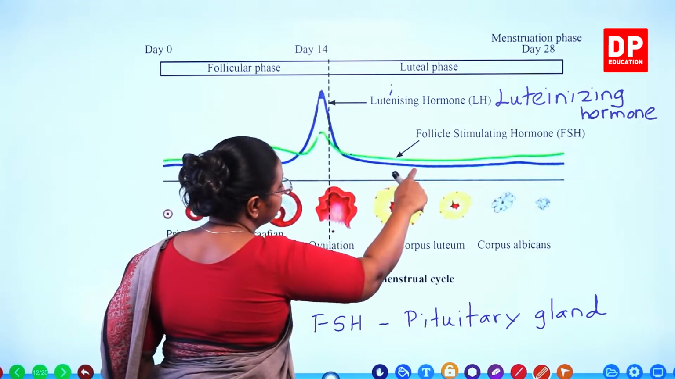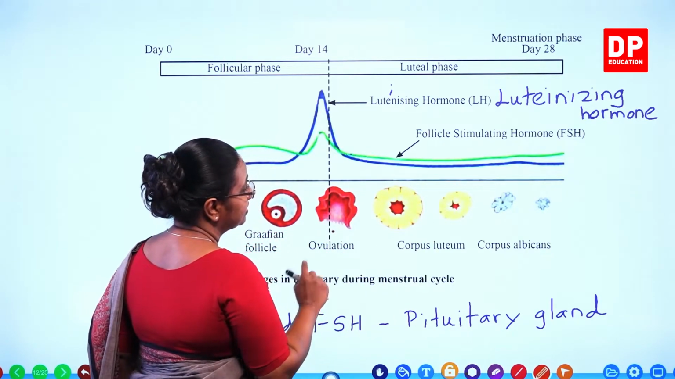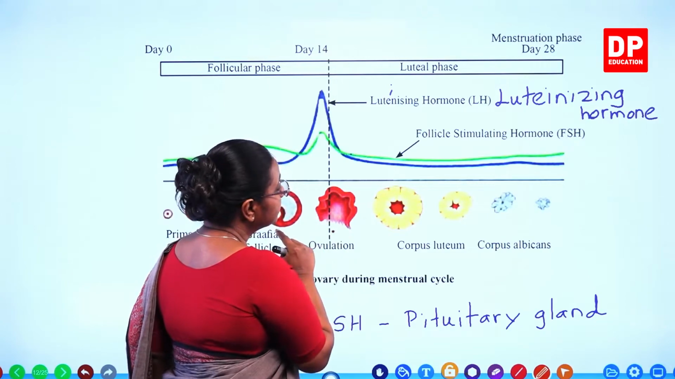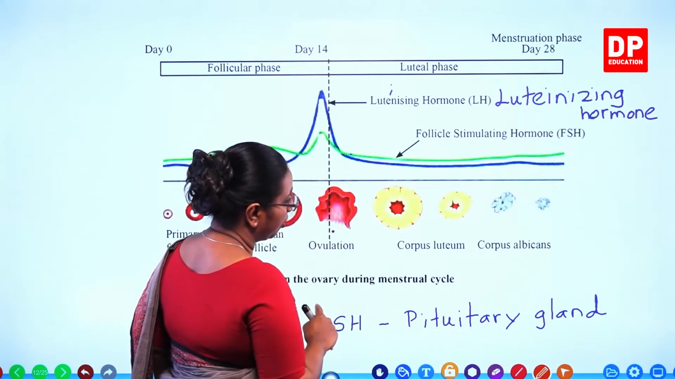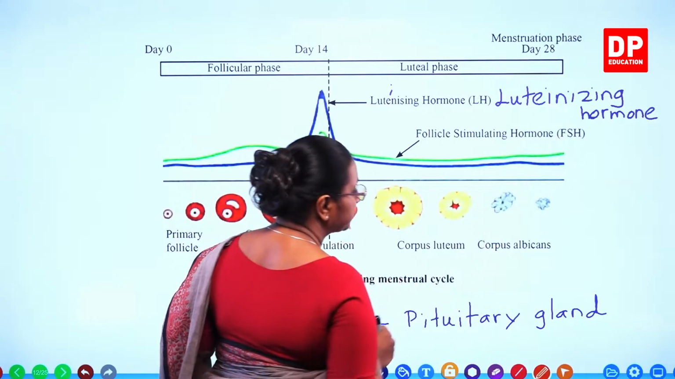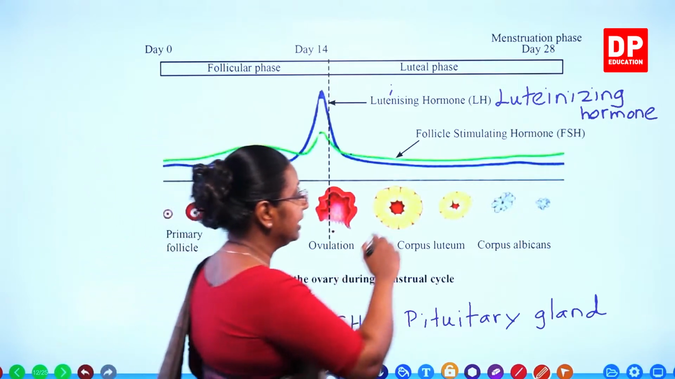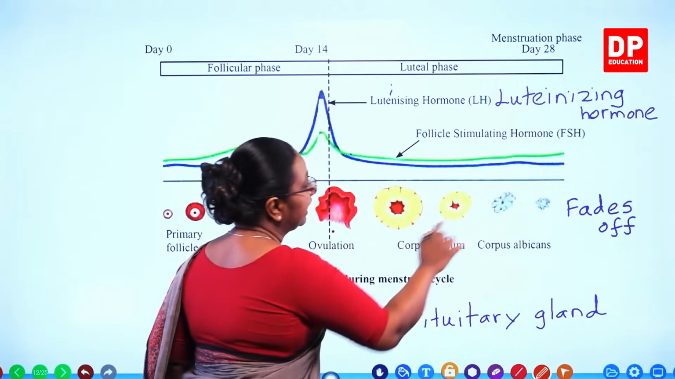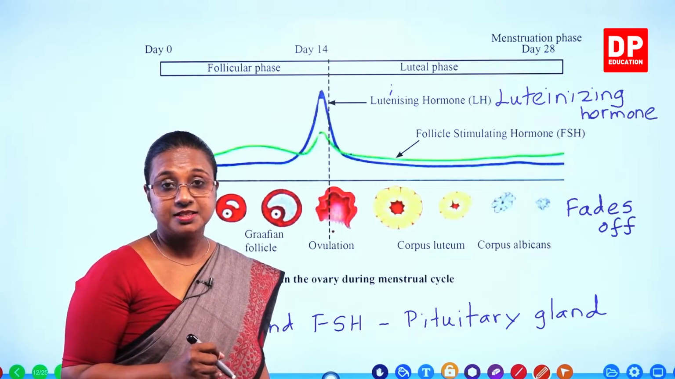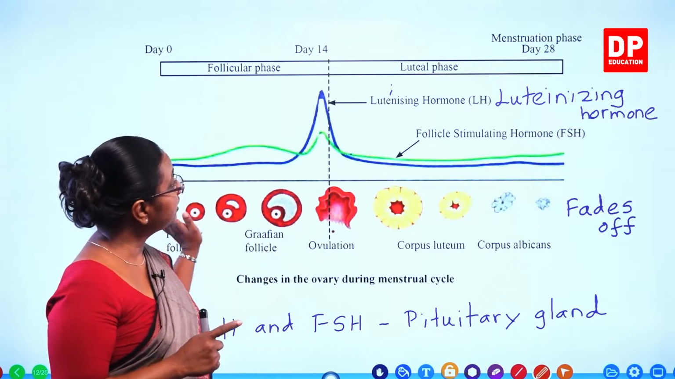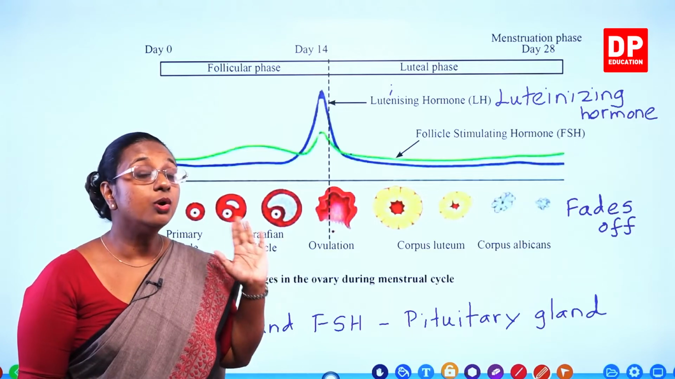Thereafter, the levels of LH and FSH drop in the bloodstream, but still the burst Graafian follicle develops into the corpus luteum, and then it becomes smaller and smaller gradually, becoming the corpus albicans, and finally the corpus albicans fades off. That again takes another 14 days. As I told you all, the first day of menstruation is day 1. Thereafter, these are the changes taking place inside the ovary.